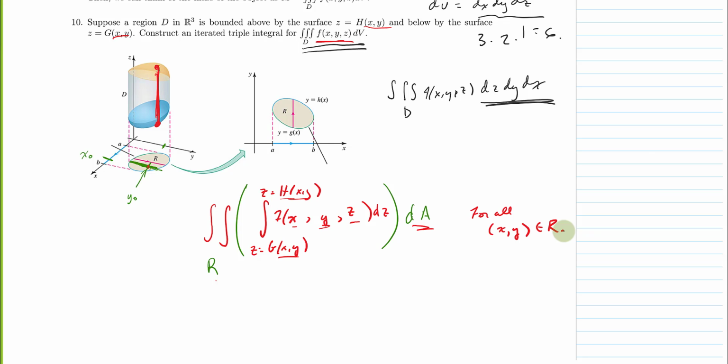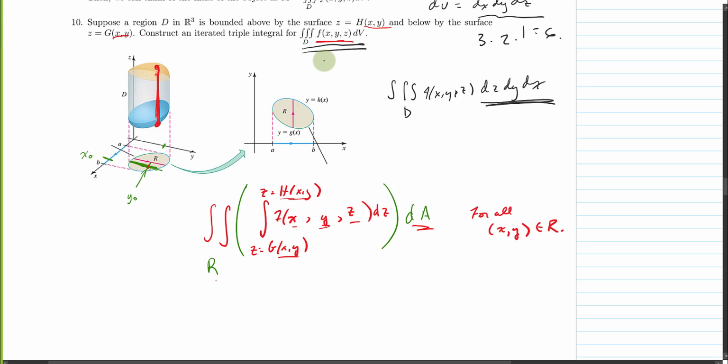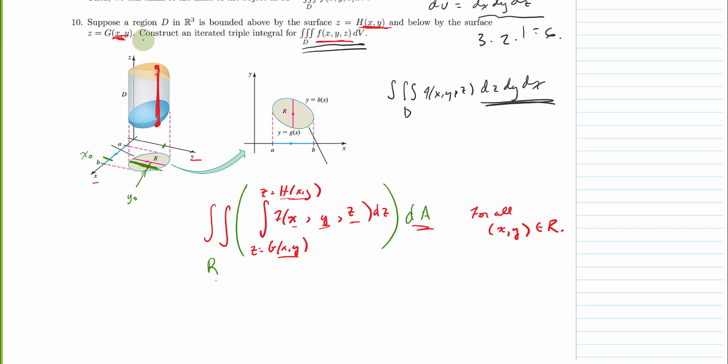Now, one way to look at that is, what have we done? We've taken our solid that's living in R3, and we just chose to project it down into one plane. Why did we choose to project it down into the xy plane? Because we were given something about the bounds on z in terms of x and y. So it made sense to project it down into the xy plane.